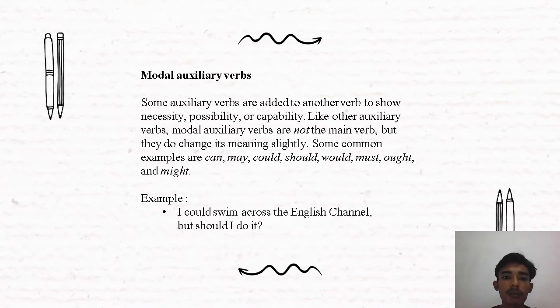Modal auxiliary verb. Some auxiliary verbs are added to another verb to show necessity, possibility, or capability. Like other auxiliary verbs, modal auxiliary verbs are not the main verb, but they do change its meaning slightly. Some common examples are can, may, should, would, must, ought, and might. Example: I could swim across the English Channel, but should I do it?